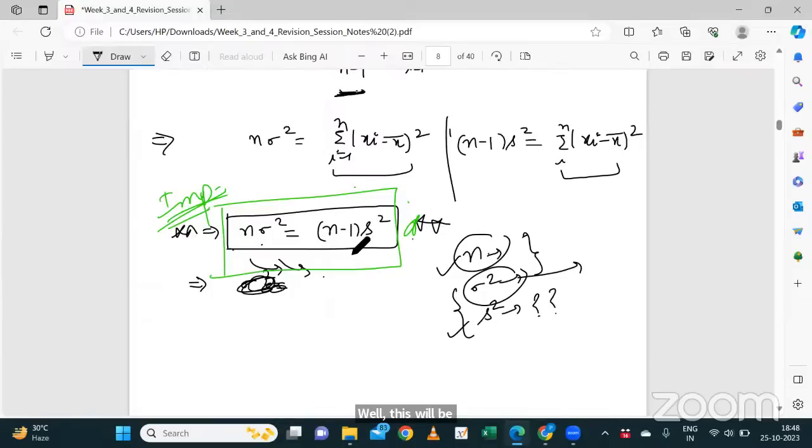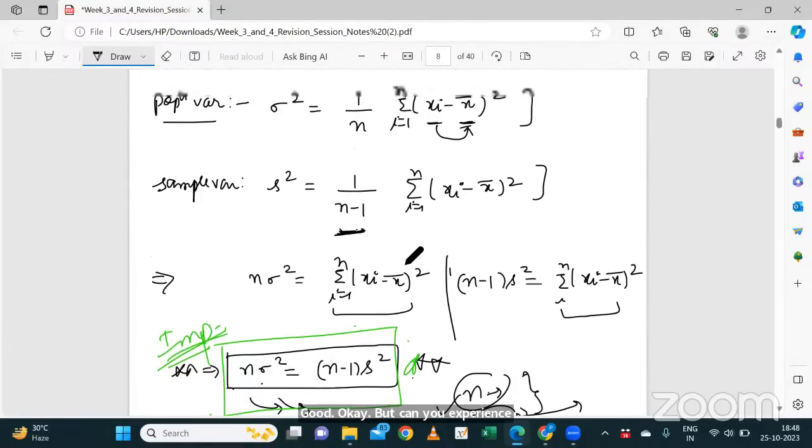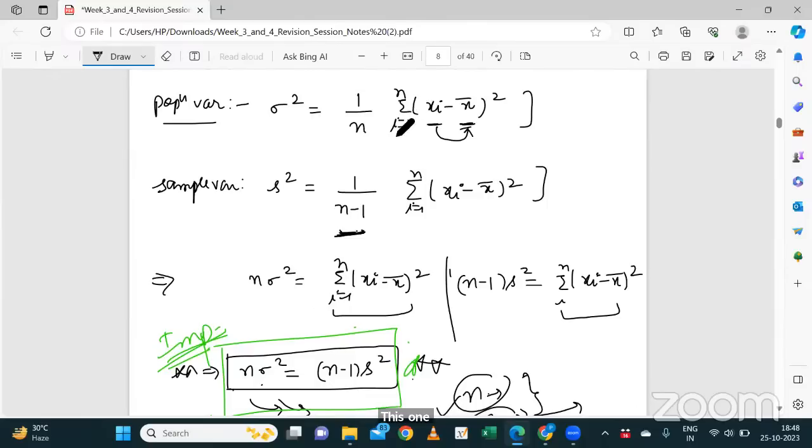Can you explain once more? Yes. So I have sigma square as 1 by n summation i equal to 1 to n, xi minus x bar square. If you multiply n on the left hand side, I get n sigma square equal to this quantity. Same if I multiply n minus 1 on the left hand side in case of sample variance, I will get this value. Can you see the right hand sides are equal? Then can I equate the left hand sides?